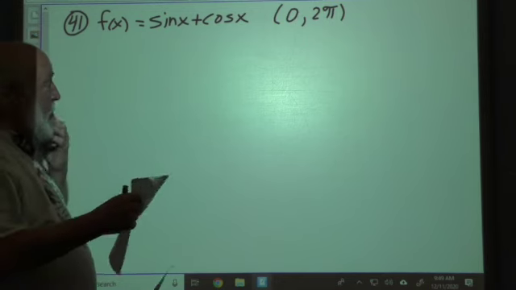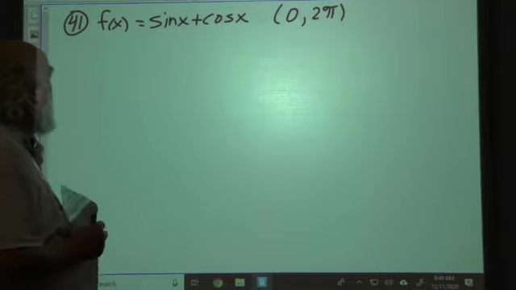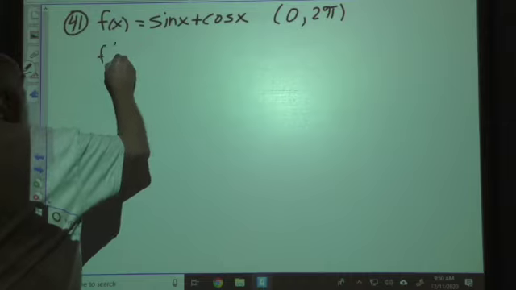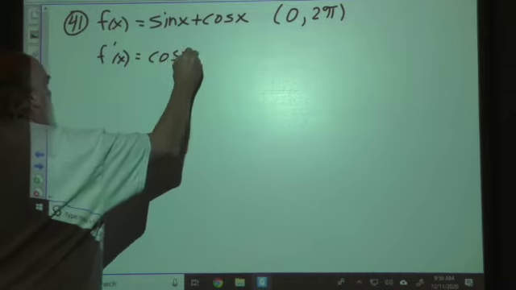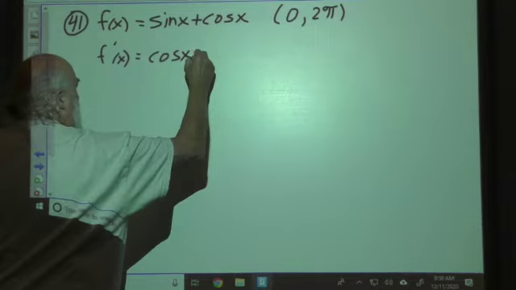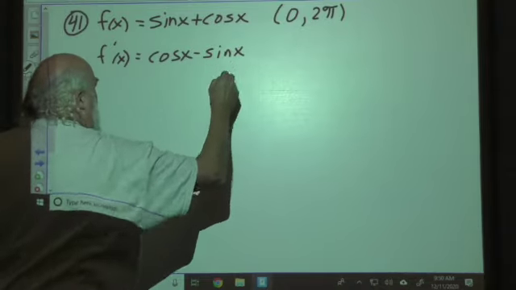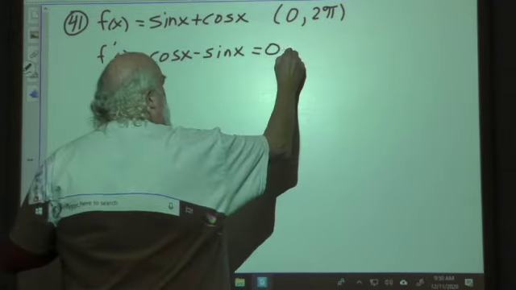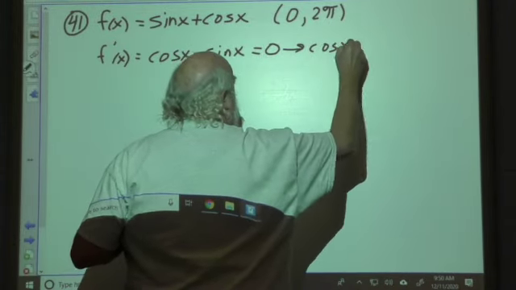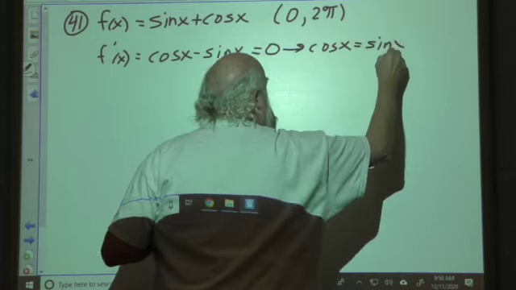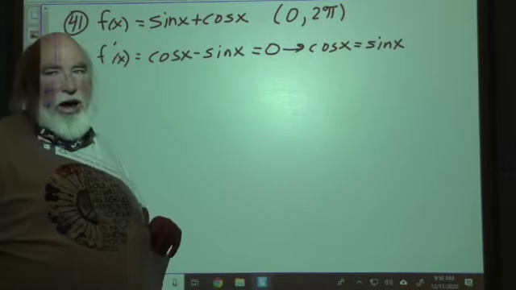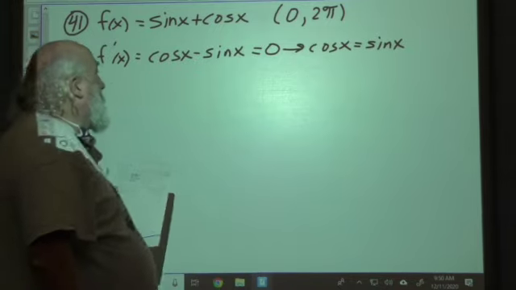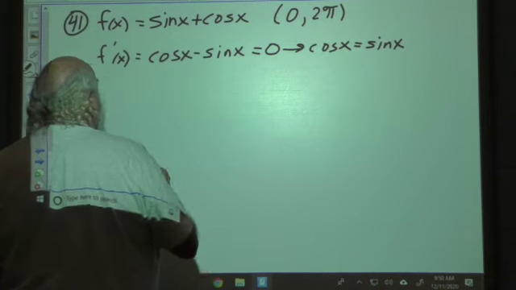This is on, again, page 186. So this is going to be the derivative of that. It's going to be cosine x. And this is going to be negative sine x for that, so minus sine x. We set that equal to 0. I add a sine x to both sides, and then use the cosine of x equals the sine of x. And you know the cosine of x and the sine of x are the same at 45 degrees, or pi over 4 radians.